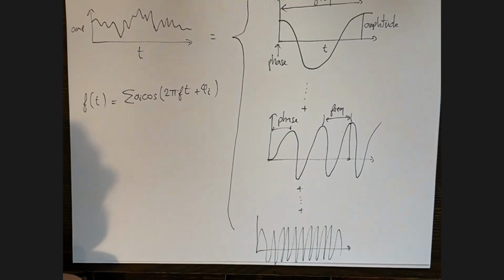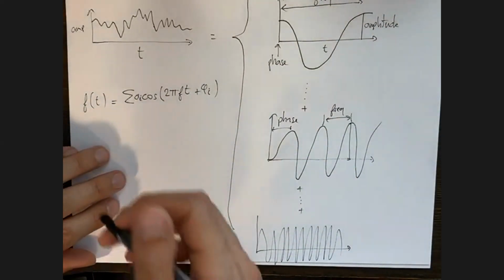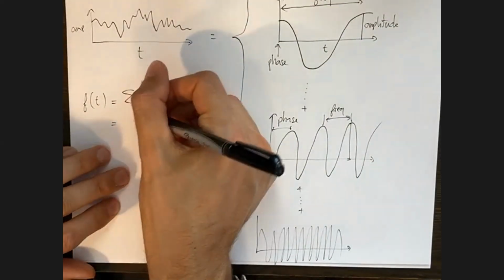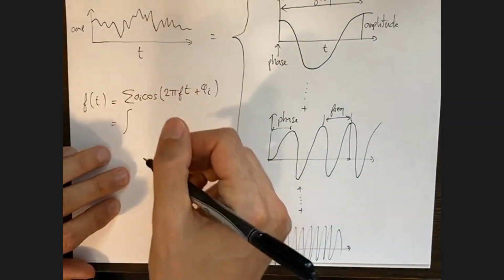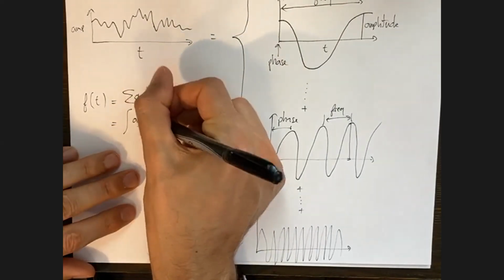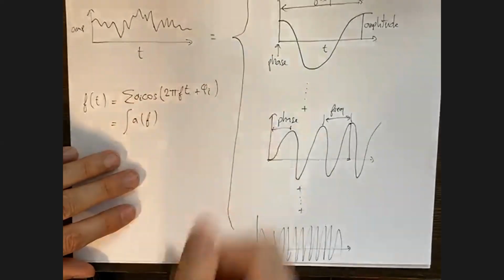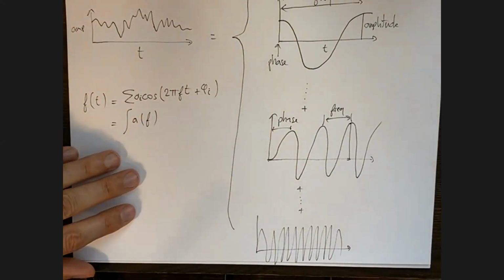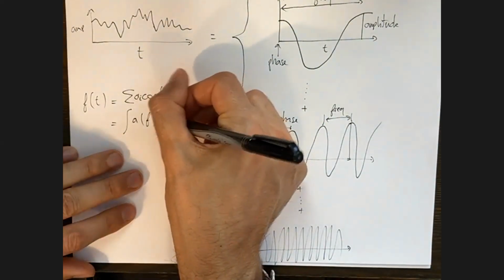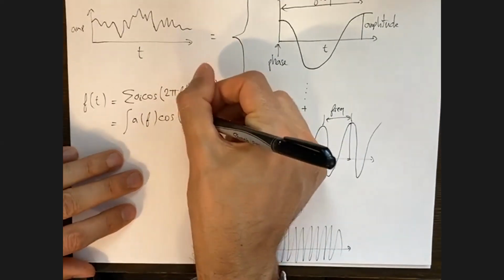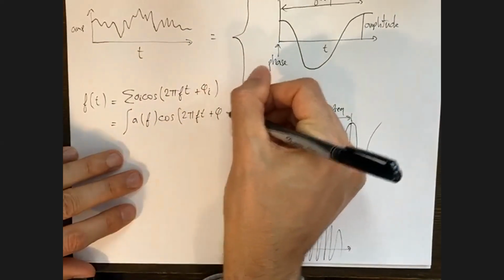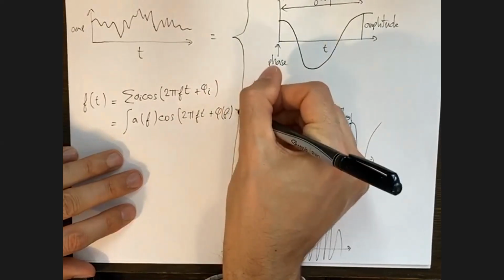Of course, it's an infinite sum, so in reality this is going to be written using an integral. It's going to be the integral of a of f, so the amplitude of the cosine wave depends on the frequency, times cosine of 2 pi f t plus phi of f.